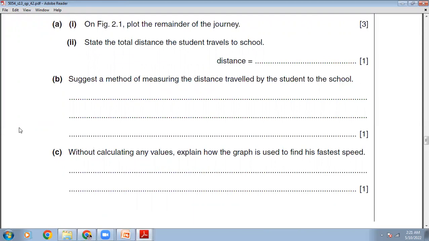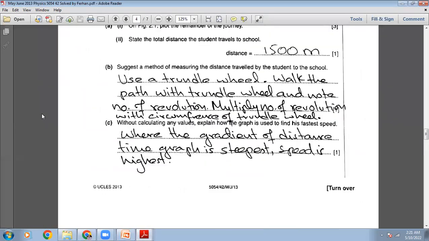When you reach your home, you count how many clicks there are, and then multiply the number of clicks with the circumference of the trundle wheel, and that will give you the distance you have moved. So let me show you my answer.